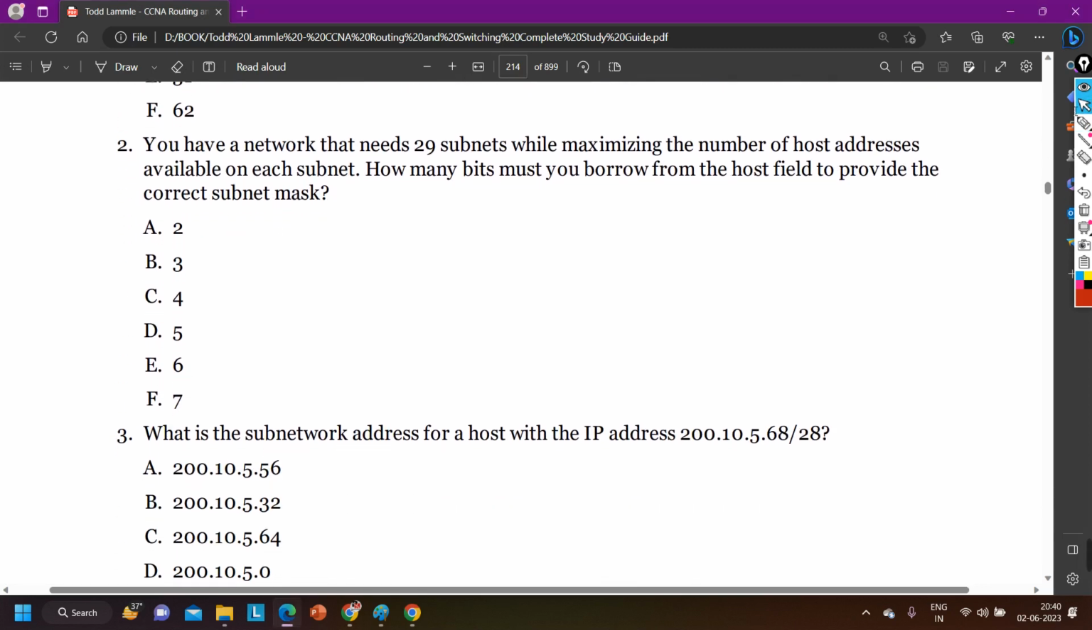What about this question? You have a network that needs 29 subnets. So you need to design 29 subnets. So 2 to the power n, as you know the formula, this is the formula to find the number of networks. This should be greater than or equal to 29. So can you tell me what should be the value of n?